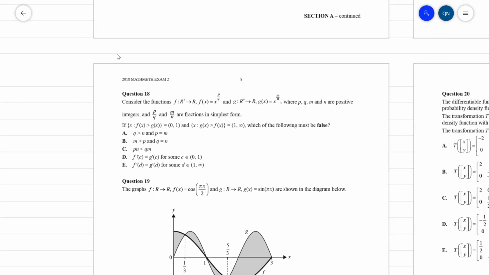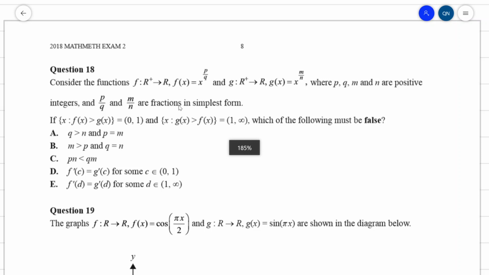Question 18. This one's a bit of a tricky one here, I believe. So we have some power functions. So x raised to some power, and p, q are integers. So these guys are rational here, p over q and m over n. Now, whenever you have x raised to some power, hopefully you know what the graph of that looks like. It's going to look something of the following form. If your power is less than 1, then you're going to get some sort of square root shape.